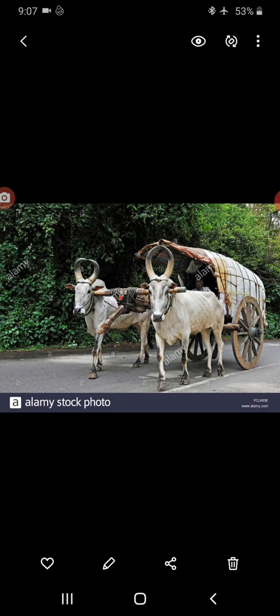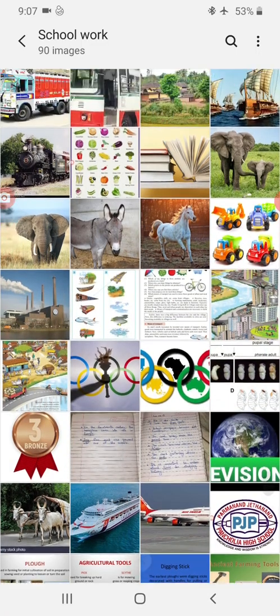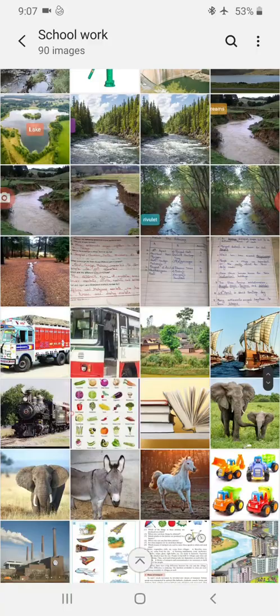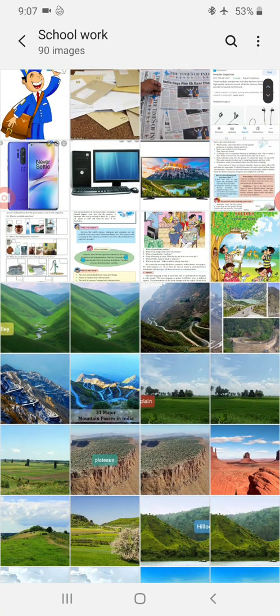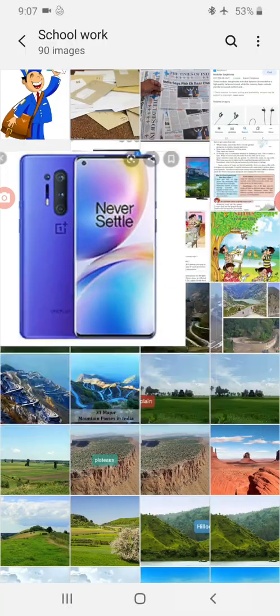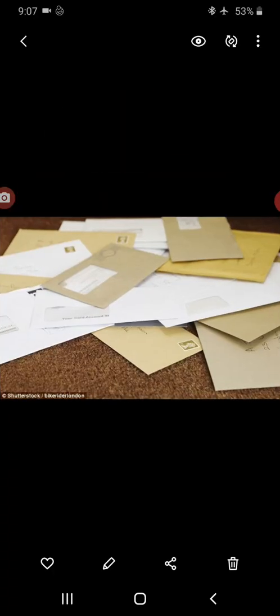Then we studied about communication, means of communication. Children, what are the means of communication? Computer, mobile, letters, newspaper, then television. These are what? Means of communication. So means of communication means sending and receiving information. Now in ancient times, people did not have phones. Telephone was also not there. So people were using what? Letters. They were writing letters to their friends, relatives.